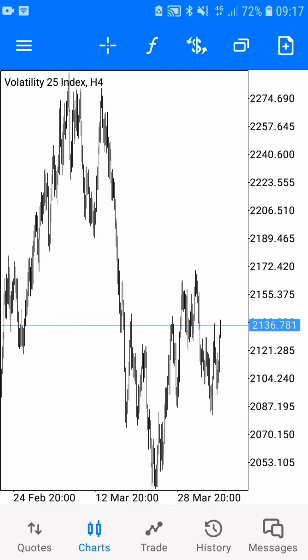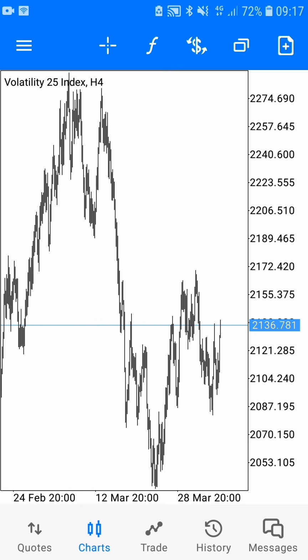Guys and girls, as said earlier, the pair is Volatility 25 index. So before deciding anything in any particular pair, it is a must that you first know the overall trend of that pair. And if you notice that the pair is on an uptrend, what do you do? Simple, you look for buy setups. When it is on a downtrend, you look for sell setups, and that's it.